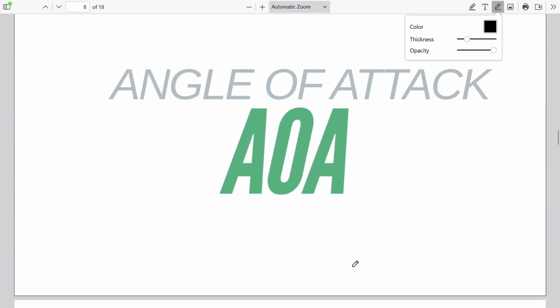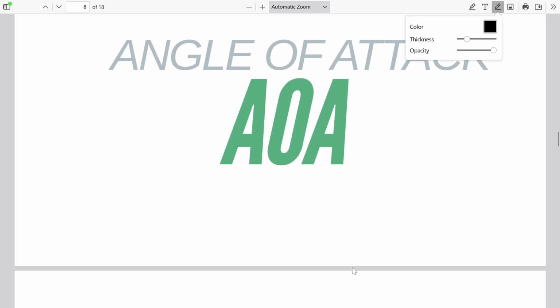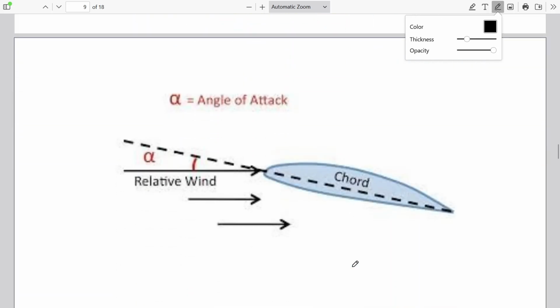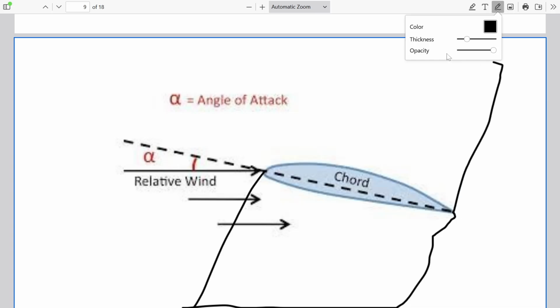Next is angle of attack. So what is angle of attack? As we all know, this shape is an airfoil. But don't just imagine an airfoil. Try to imagine a complete wing. That's how a wing is, right? An airfoil is just a cross section of a wing. So this is a complete wing, and air particles are hitting the wing.